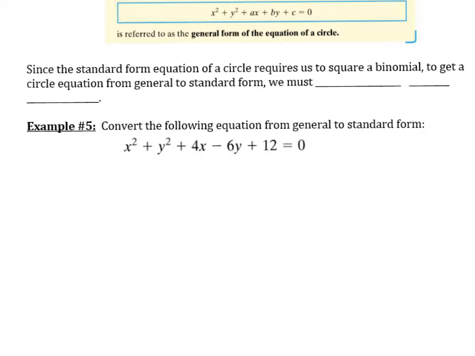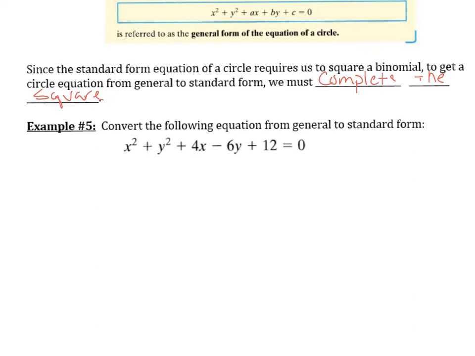As I said, the topic this is related to is completing the square. Since standard form equations of a circle require us to square a binomial, to get a circle equation from general form to standard form, we must complete the square. So we're going to write complete the square in here. Sorry about that, a little lag on my iPad. So complete the square.